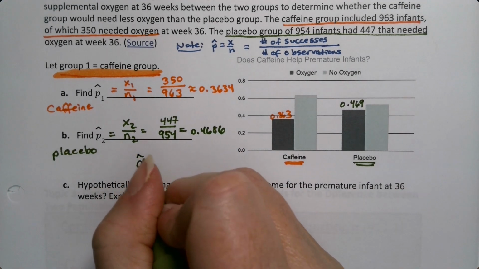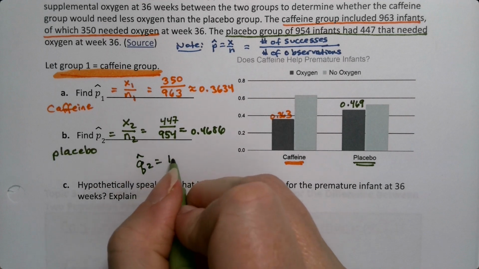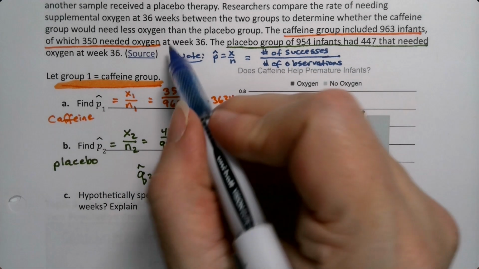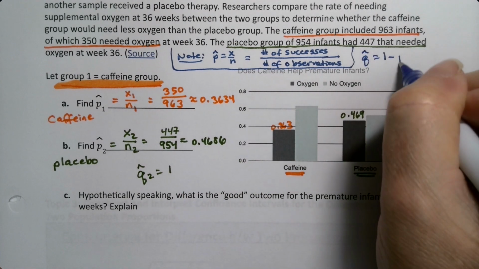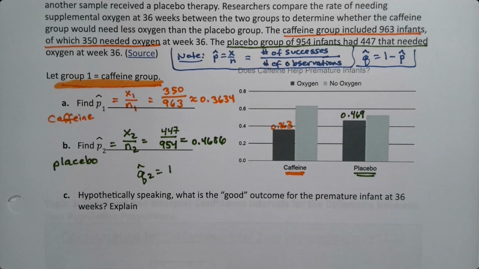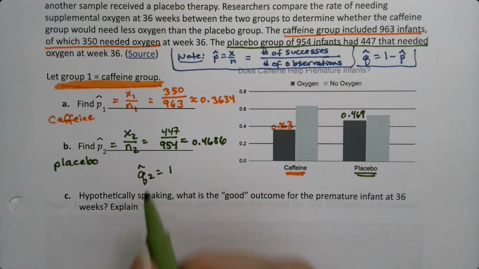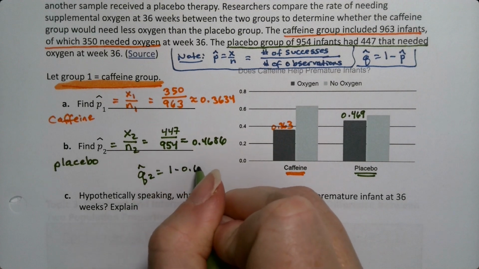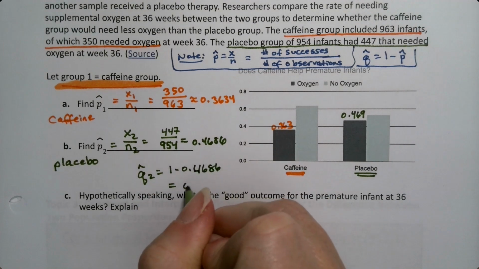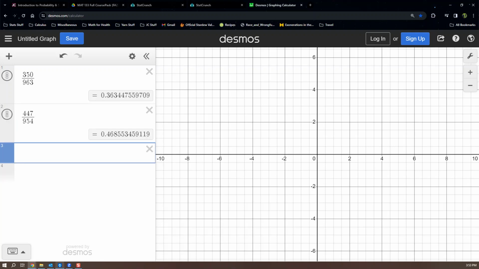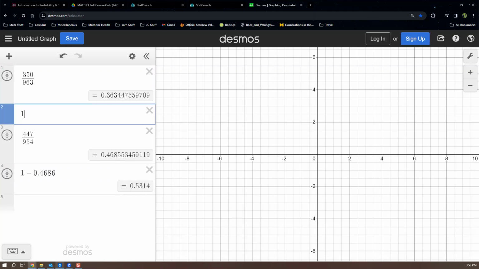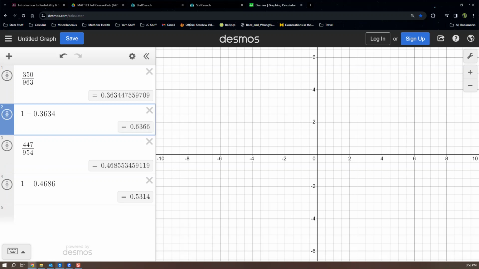I could find q hat. Q hat would be 1 minus p hat, right? Oh, let me do a little note on that as well, just to remind everybody. Another note, q hat is 1 minus p hat, because they're complements of each other. They add up to 1. So q2 would be 1 minus 0.4686, which would be, let's grab that Desmos again. And I didn't ask for this, but it doesn't hurt to know how to find it. So 4686 and then 1 minus 0.3634. So we get 6366 and 5314.